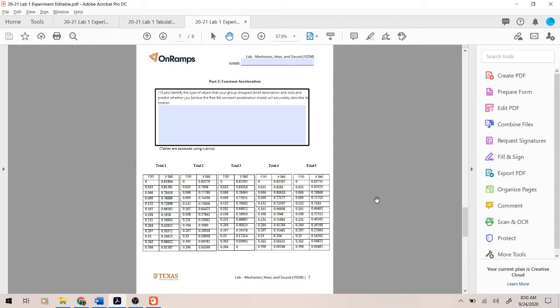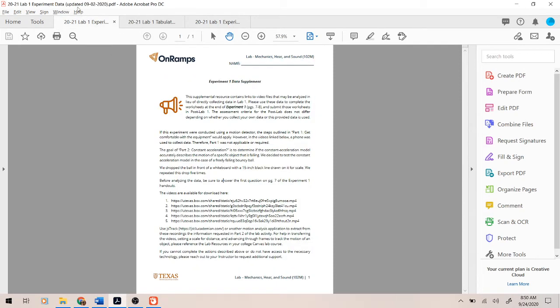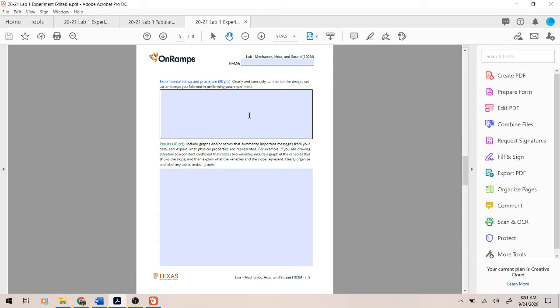Alright, so that's basically what it is in the experiment part, how those points are distributed and what you're supposed to do. If you are using the tabulated data, then how do we answer the question? This question on page 5, experiment setup and procedure. You didn't do the experiment, so how are you going to explain the procedure? Well, you are going to look at the videos that they have posted in this lab data, and then explain the procedure.